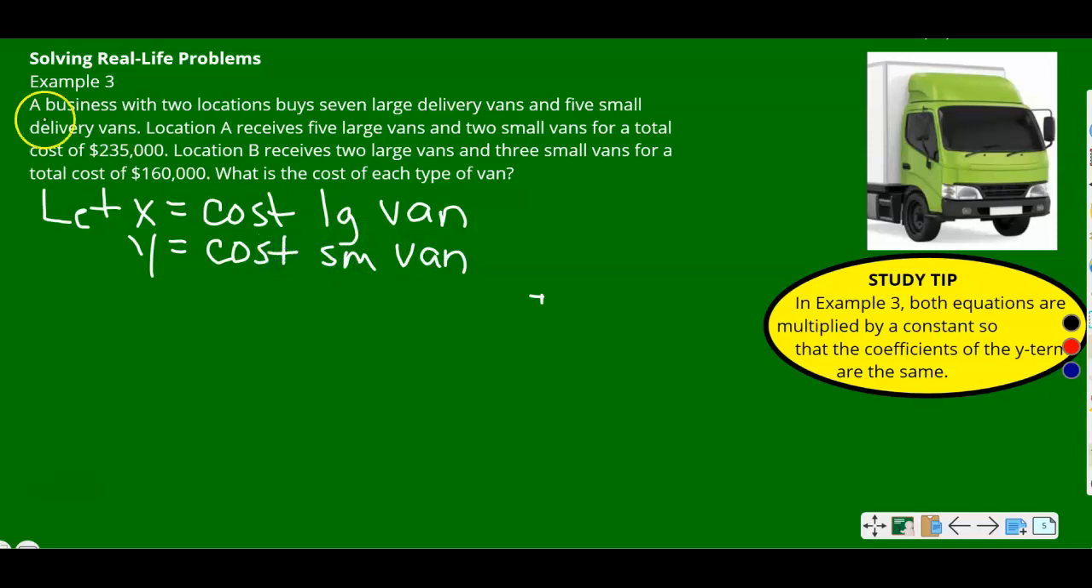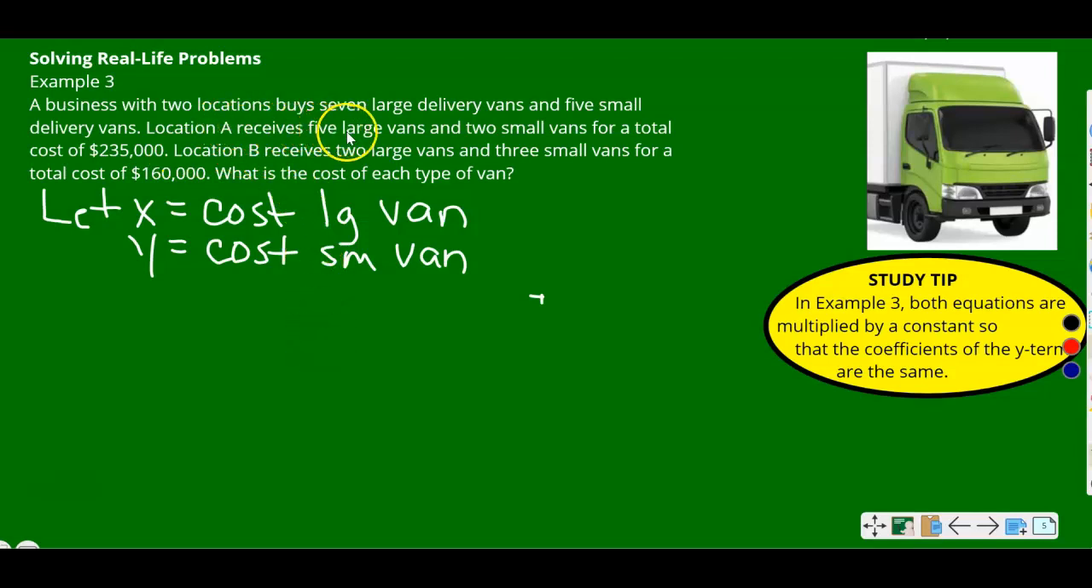All right, now we can look at what we have. So they have 7 large and 5 small total for delivery vans. Location A receives 5 large and 2 small for a total cost of $235,000. So we can do the number of large vans times the cost of a large van plus the number of small vans times the cost of a small van equals the total cost of vans. So let's write an equation for location A.